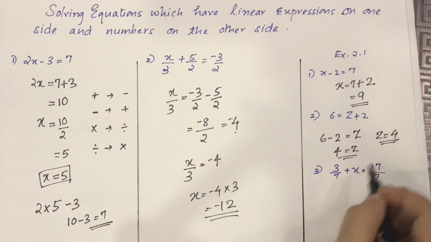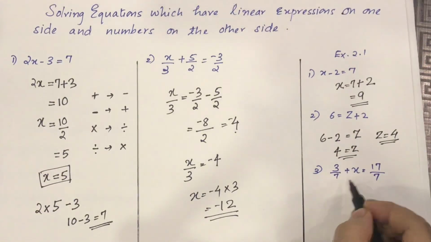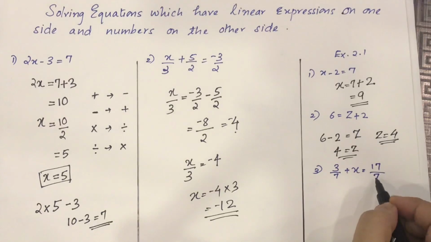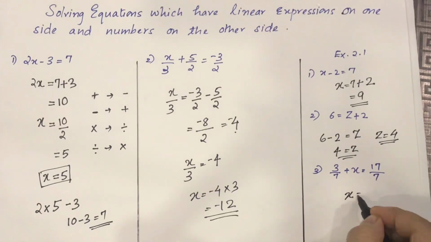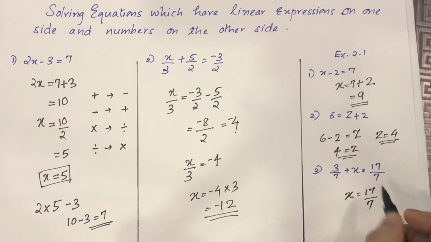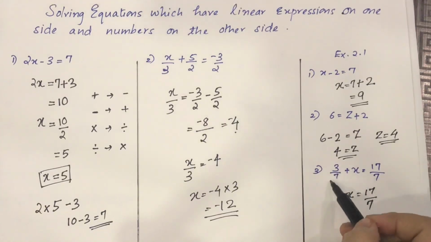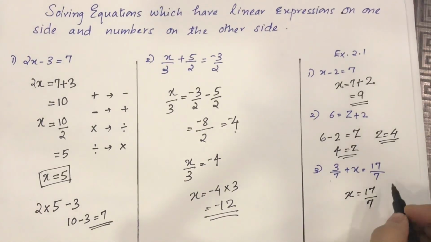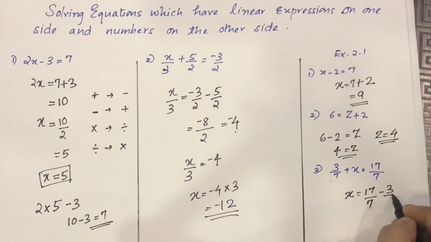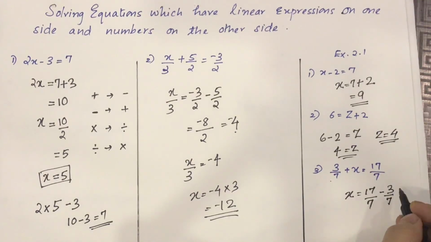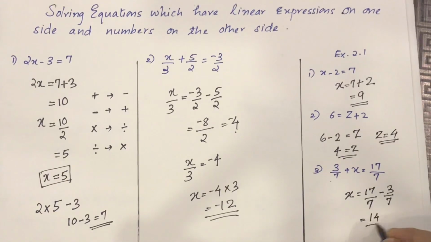It's just the same. Now 3 by 7 plus x is equal to 17 by 7. You write the x term here is equal to 17 by 7. Now you have to take the plus 3 by 7 to the other side. Then it becomes minus 3 by 7. The denominators are the same, so you have to subtract 3 from 17, which is 14 by 7, and the answer is 2.